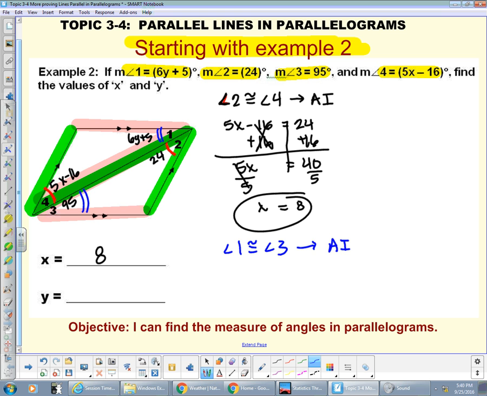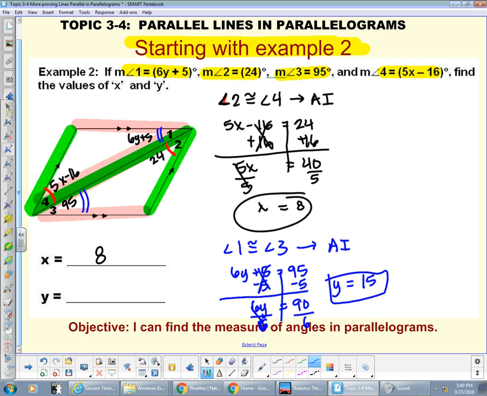And I know in geometry when 2 things are congruent, I'm going to set them equal to each other. So 6y plus 5 equals 95. Simple two-step equation. I'm going to subtract 5 from both sides. 6y is equal to 90. I'm going to divide both sides by 6. And 90 divided by 6 is 15. And so the value of y is 15.